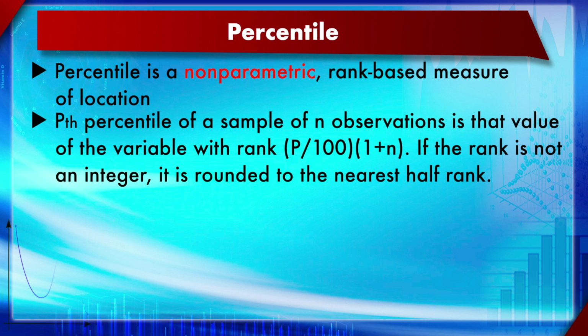If the rank is not an integer, it is rounded to the nearest half rank. It's a little bit tricky, but it's not that complicated at all. For example, if the rank comes to 22.4, then it will be 22.5. Had it been 22.1, then it would be rounded down to 22. So it goes to the nearest half rank. That is what half rank means, 0.5.